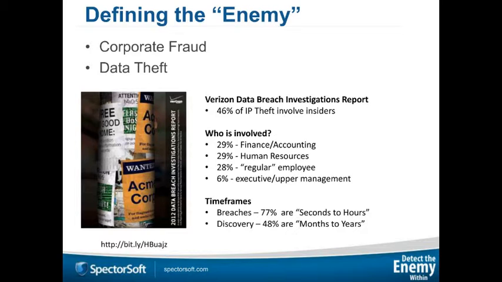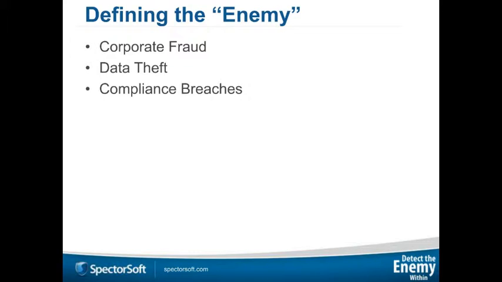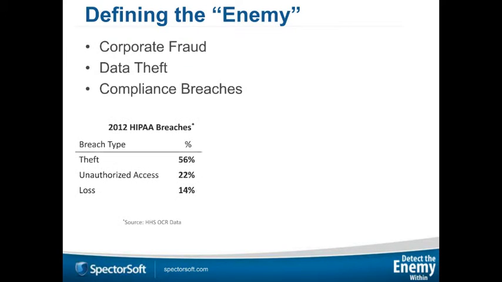The next one would be compliance breaches. I pulled some data here from the Health and Human Services OCR data, and for 2012, looked at all the breaches that were involved and kind of categorized them here. And you can see that 56% of the time theft was involved, 22% unauthorized access. And that's kind of interesting here because we're talking about insiders with access. So obviously in that case, we're talking more about someone that's using another person's credentials, so it does happen.